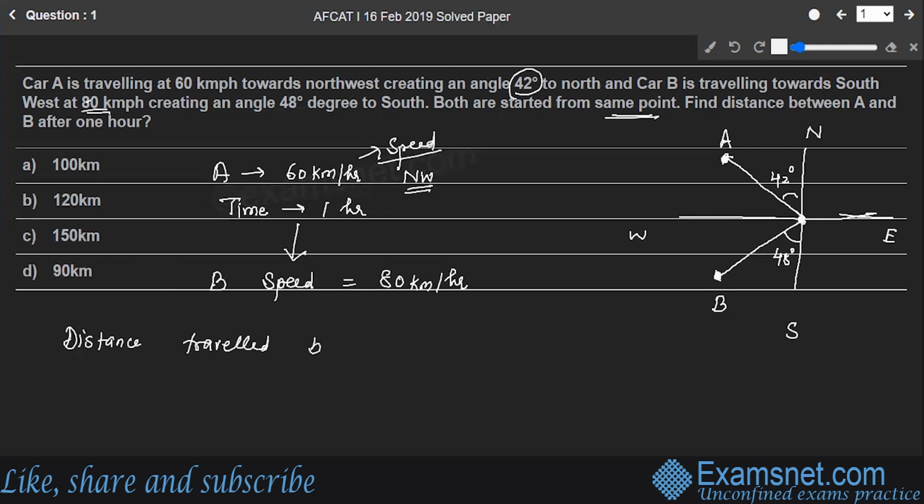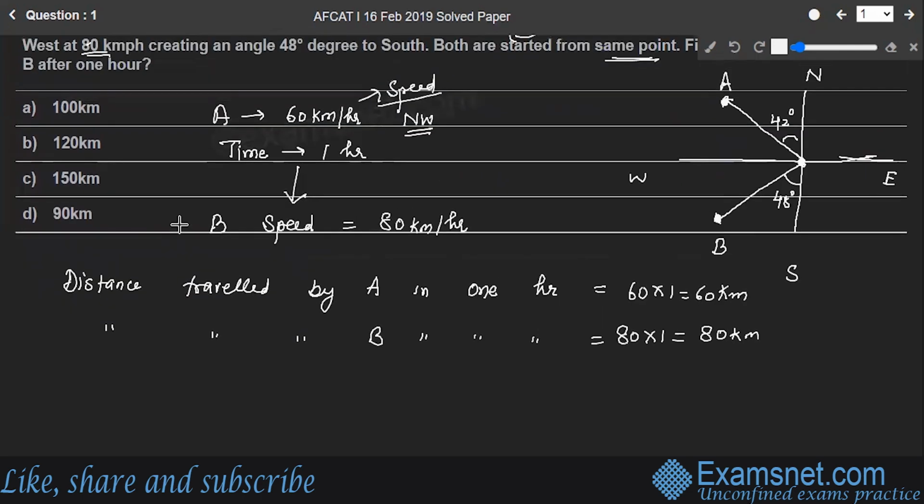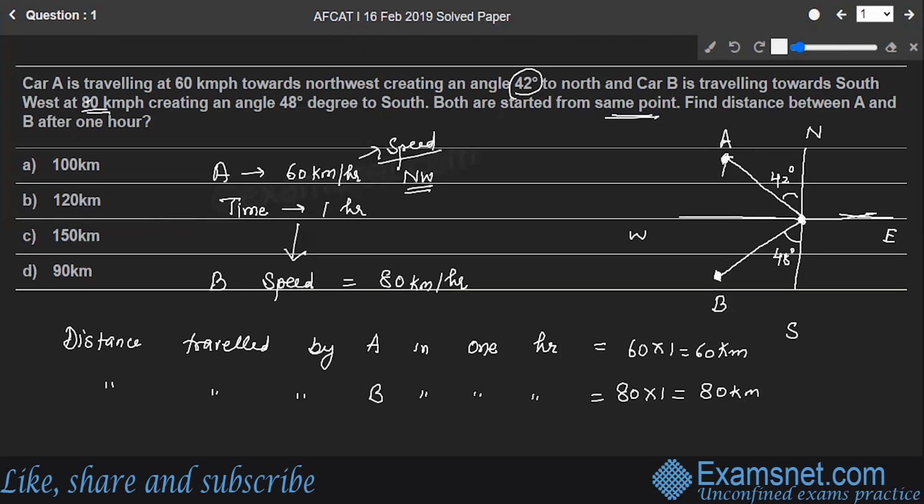So here we can say the distance traveled by A in 1 hour is equal to speed into time, that is 60 kilometers. Similarly, the distance traveled by B in 1 hour is equal to 80 into 1, that is 80 kilometers. These are the distances moved by car A and car B in 1 hour. Now, just look at this triangle. You have to find the distance between A and B, that means you have to find AB.